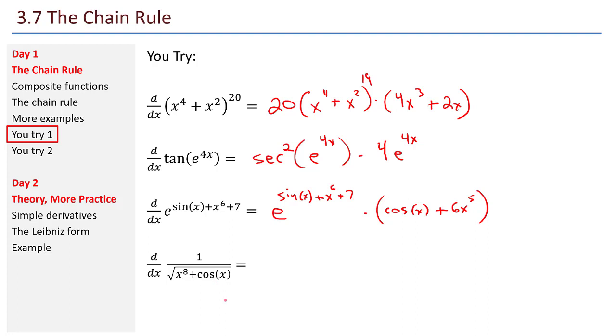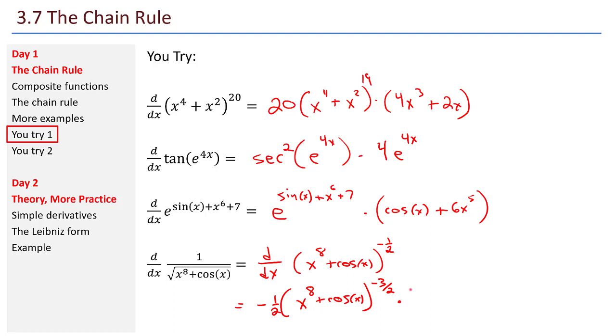In this last situation, it's a little bit tricky. Let me just rewrite it first before taking a derivative. I'm going to call this x to the 8 plus cosine x, all raised to the negative 1/2 power. Now, when I take that derivative, the negative 1/2 comes out in front, and the inside stays unchanged. Subtract 1 from the exponent, negative 3/2. Then I need to take the derivative of that inside: 8 x to the 7 minus sine of x.